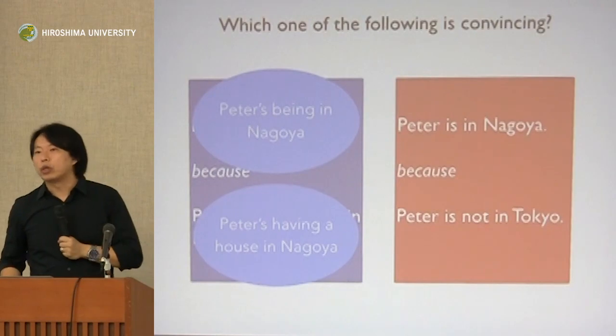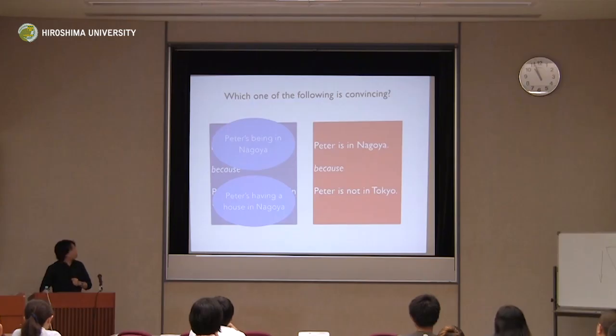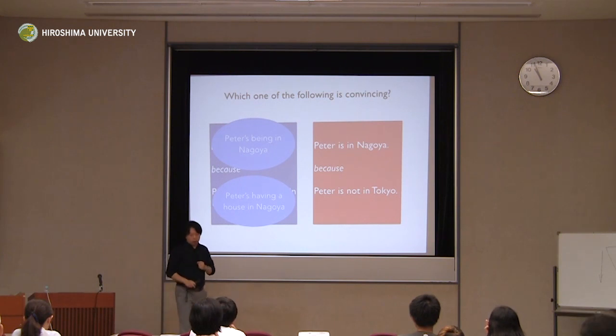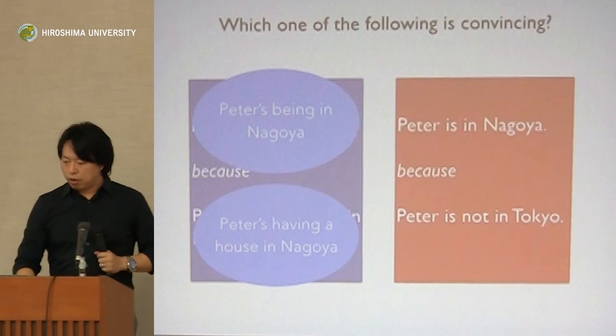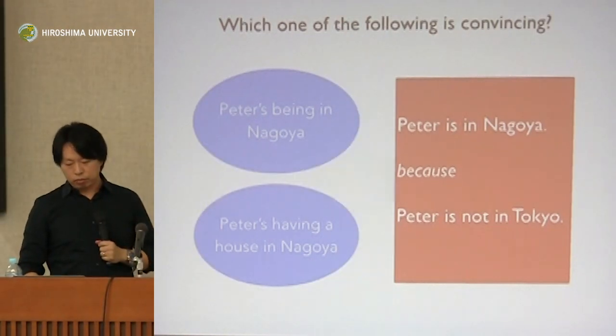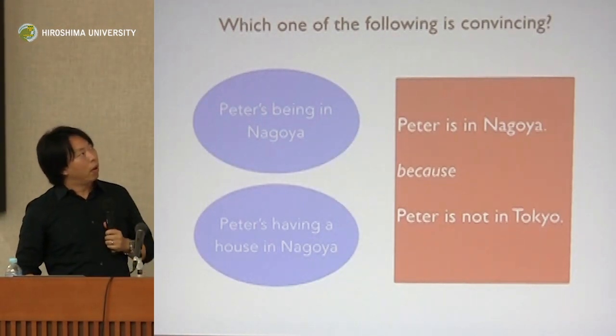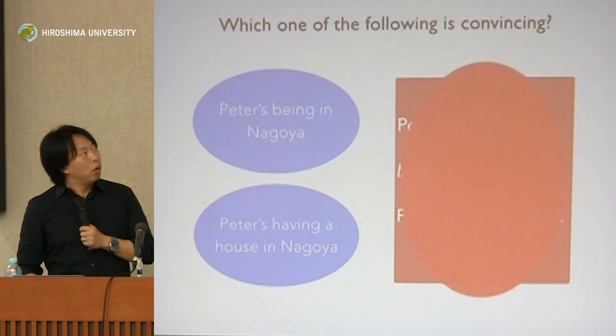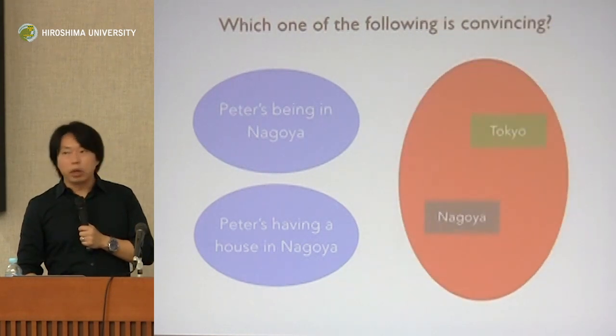These two have no connection. There's no connection between Peter being in Nagoya and Peter having a house. But the other example is very tricky. What is Nagoya? Nagoya is not Tokyo, isn't it? Are they connected or not?